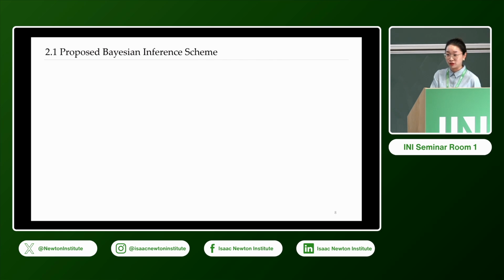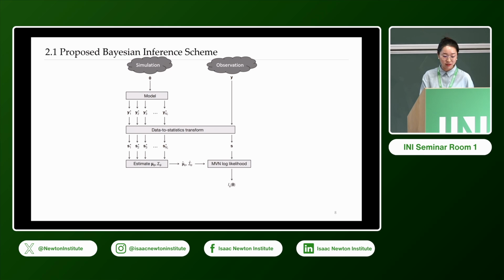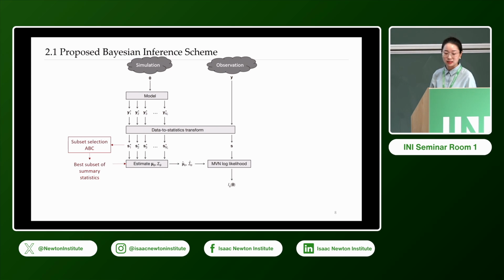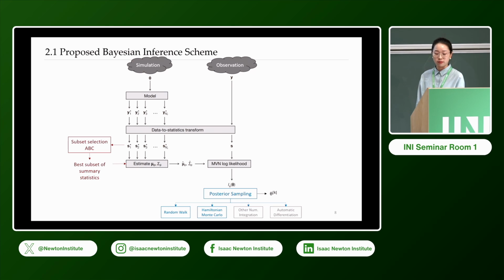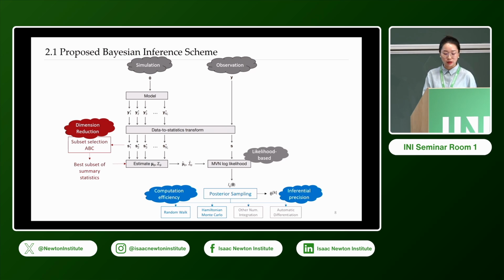Therefore, we proposed a novel Bayesian inference scheme that incorporates the Bayesian synthetic likelihood framework, facilitating inference in models with intractable likelihood. By implementing the ABC subset selection method in the data-to-statistic transformation stage, we identify the best subset of summary statistics, which is low dimensional and highly informative, for constructing the synthetic likelihood. The resulting synthetic likelihood will be used for posterior sampling to improve the computational efficiency and also the inferential precision. To date, our simulation has included the random walk Metropolis-Hastings algorithm and also the Hamiltonian Monte Carlo algorithm in Stan. Due to their performance, we will mainly share the results we have for implementing HMC in Stan, because it built effectively on our methodological framework.